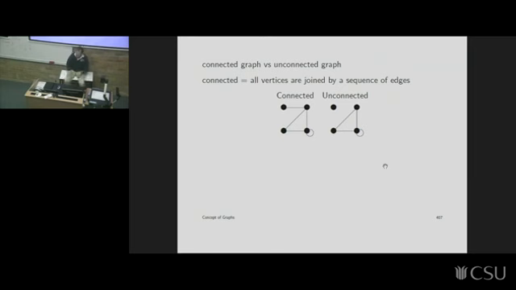Another property is whether a graph is connected or not. A graph is connected if, for any two different nodes, you can take a bunch of edges and get from one vertex to the other. So on the one on the left here, given any pair of nodes, I can find a bunch of edges, join them up, and get from one to the other. The one on the right I can't. Why not?